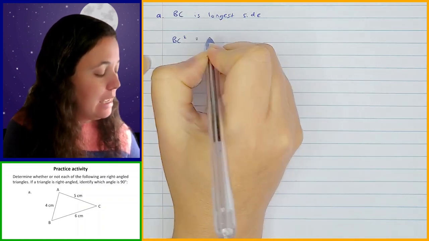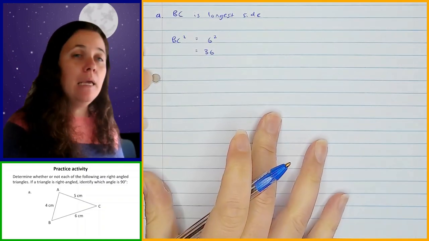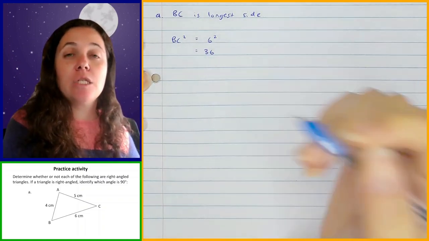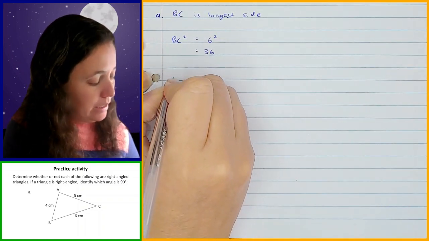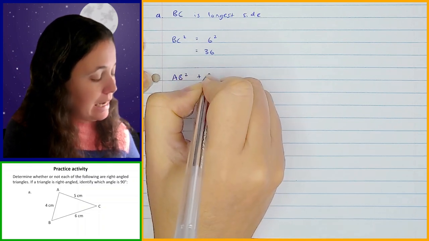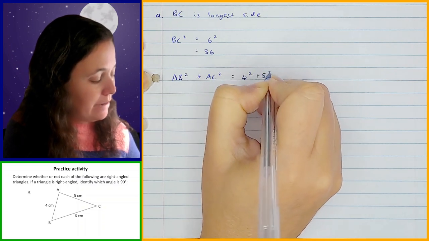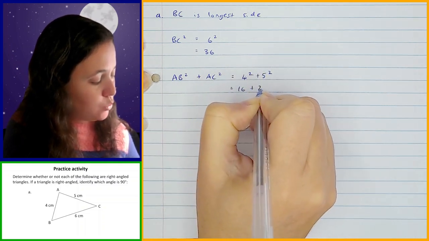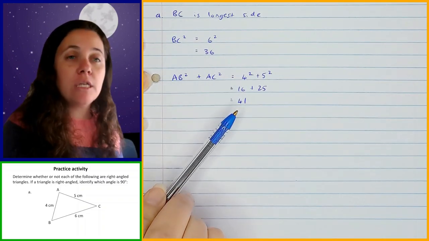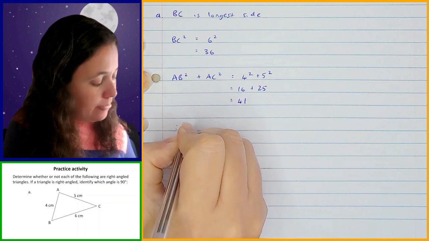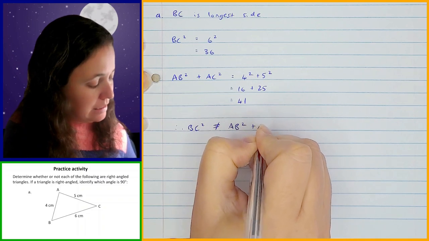So BC is 6, so BC squared will be 36. Okay. Now I need to take the other two sides and I need to square them and add them together and see if I get the same result. So that's going to be AB squared plus AC squared. So that is 4 squared plus 5 squared. That's 16 plus 25. 16 plus 25 is 41. Now this is not equal to that. So now I can say therefore BC squared is not equal to AB squared plus AC squared.